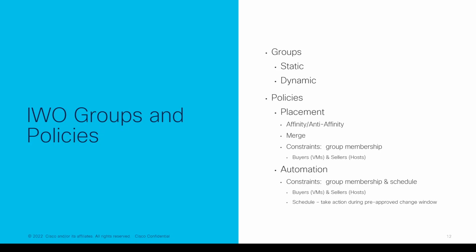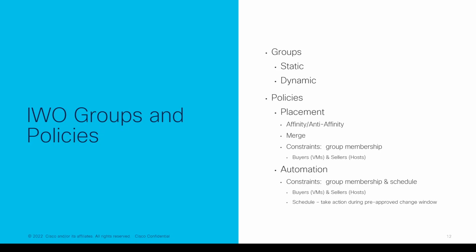So we just mentioned keeping two machines on different hosts or clusters. What if we had two clusters and we wanted to allow VMs to move between the clusters? Then you could combine those two clusters into basically a merge policy, and that would allow such a thing to happen. Now, when you're creating placement policies, you can also create constraints of the placement based on group membership.